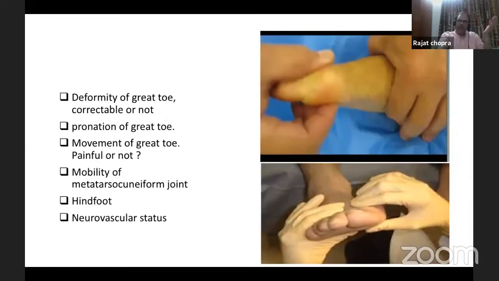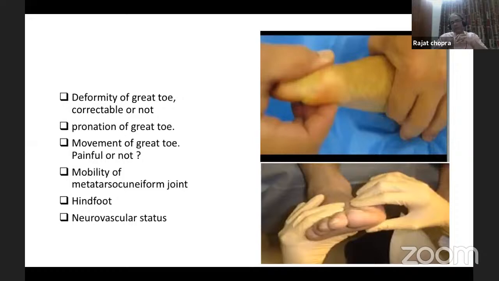When you have got a few minutes with you, you should practice how you are going to hold the foot when the examiner is standing next to you. There are two ways I've demonstrated that you can use, either this way or that way. And then you are trying to palpate, to see the tenderness of the joints, and then you are trying to move the joint. So the pronation, the deformity, is it correctable? If it is correctable, yes, it is not too bad.